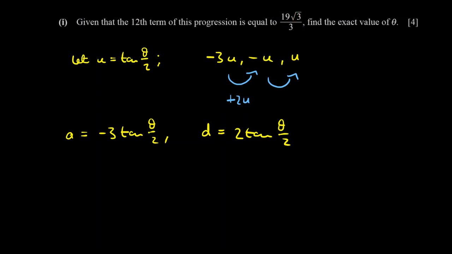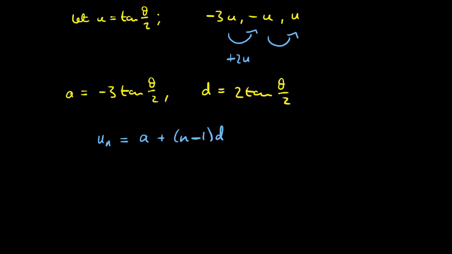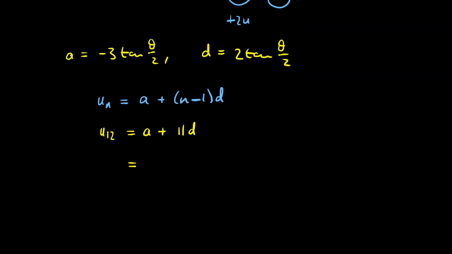Well, what's the formula for the nth term of an arithmetic progression? The nth term, un, is a plus n minus 1 times d. That's something that's given in your formula book. The formula's on the front cover, sorry. And so the 12th term, u12, is going to be a plus 11d.